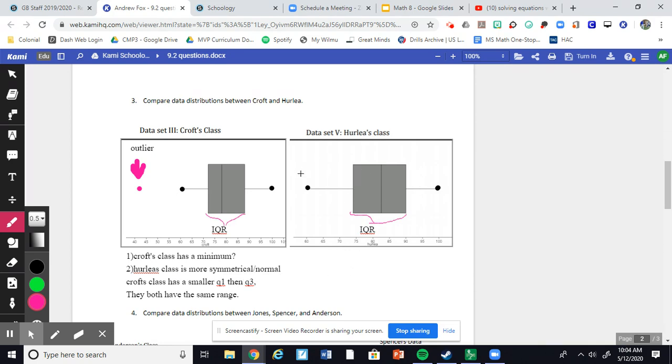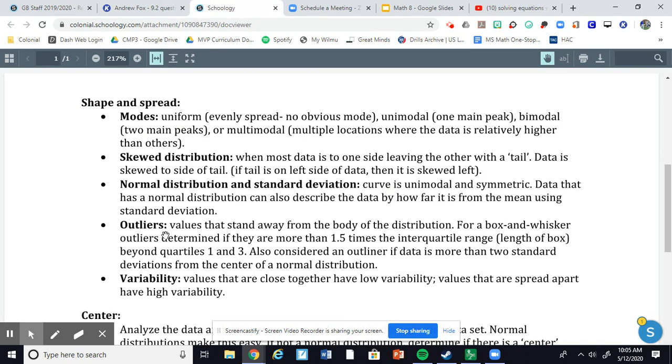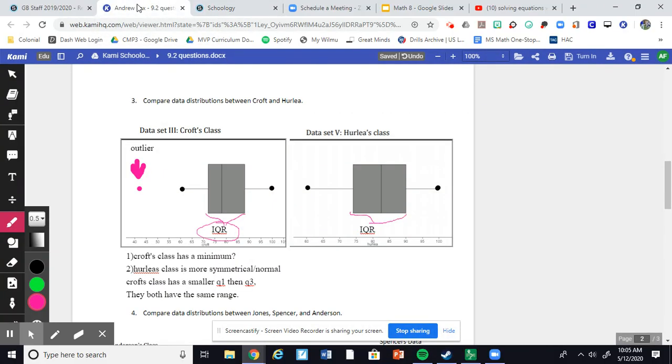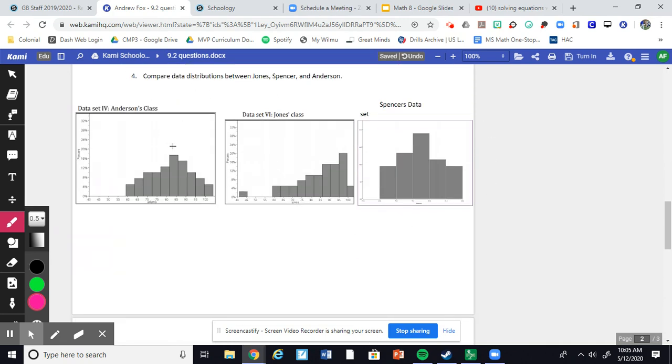Hurl's class is more normal and symmetrical. Croft has a smaller Q1 to Q3, which is a smaller interquartile range, which we talked about over here, where the interquartile range is our Q3 minus our Q1, times 1.5. And that's how we decided on this outlier over here, because that falls outside of the interquartile range, versus this one, which has no outlier because all information falls between the highest and lowest in the interquartile range. For that, there are these remaining questions.